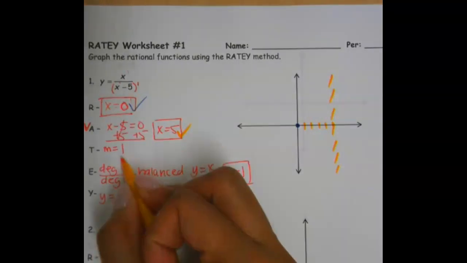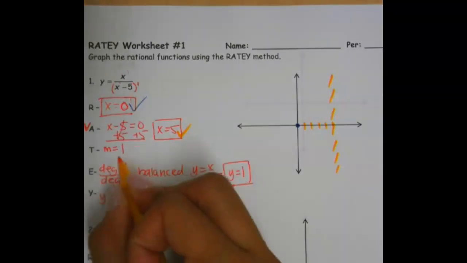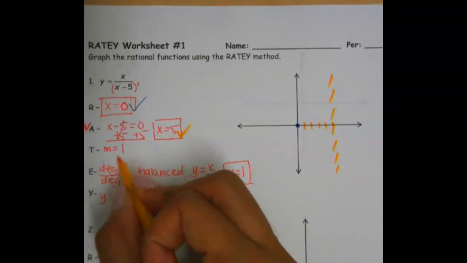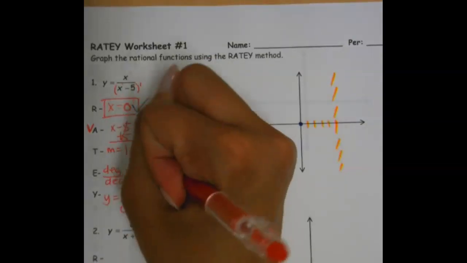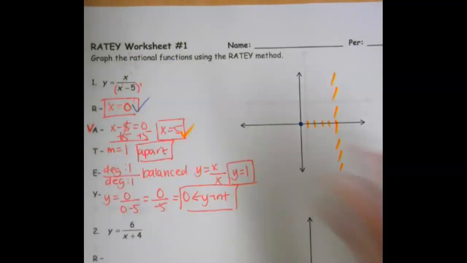Oh, I'm sorry, I forgot to ask. You guys help me out, though. With that multiplicity of 1, what does that mean? Is it graphed together or apart? It's graphed apart. We're going to graph it in 2 separate directions. Forgot about that.